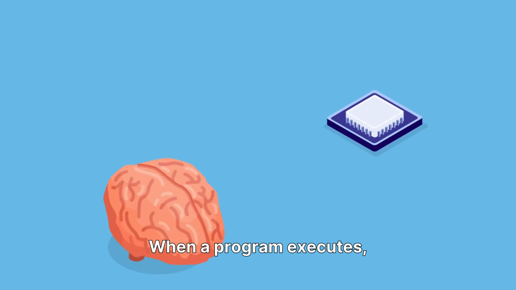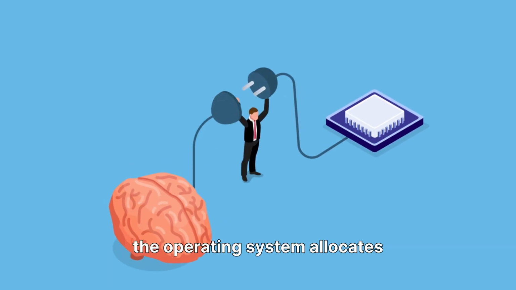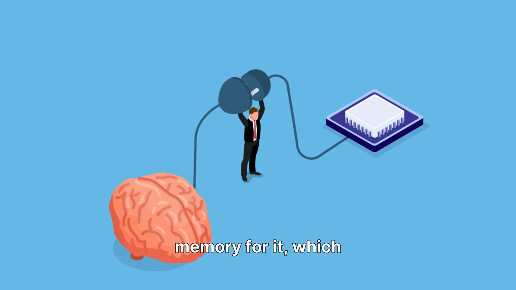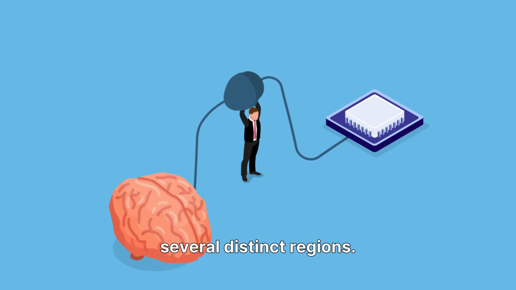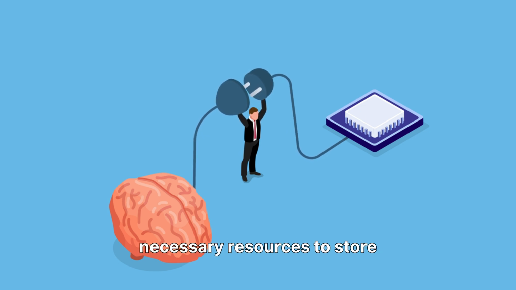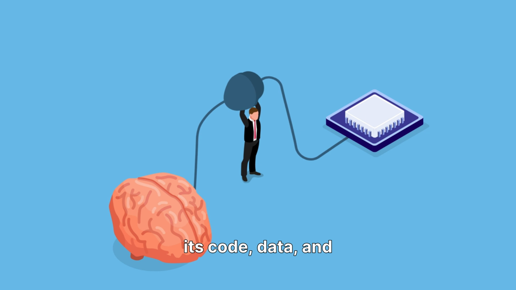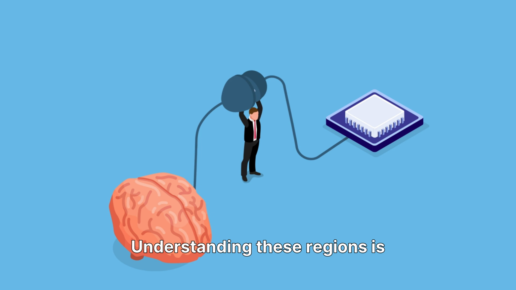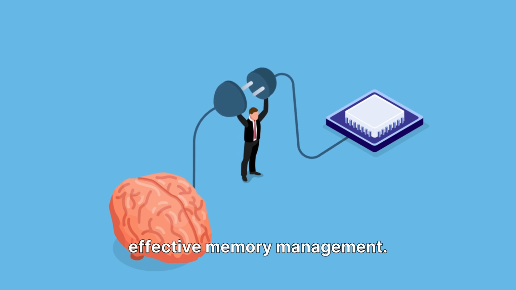When a program executes, the operating system allocates a dedicated block of memory for it, which is then divided into several distinct regions. This initial allocation is a fundamental step, providing the program with the necessary resources to store its code, data, and execute its operations. Understanding these regions is the first step towards effective memory management.